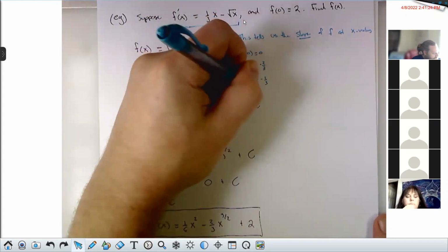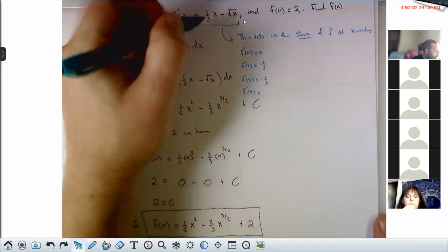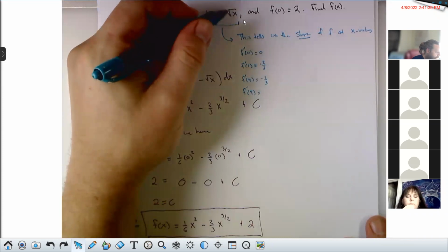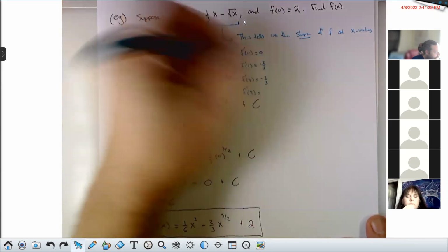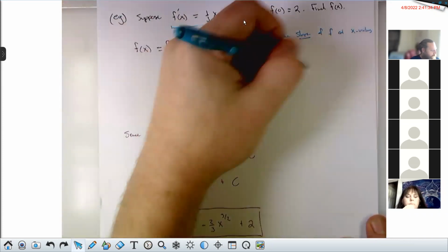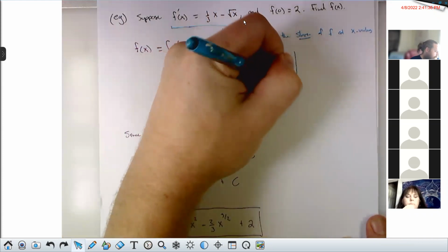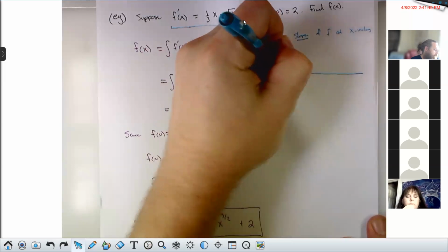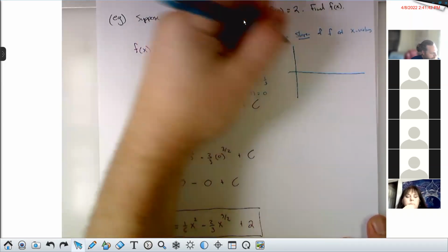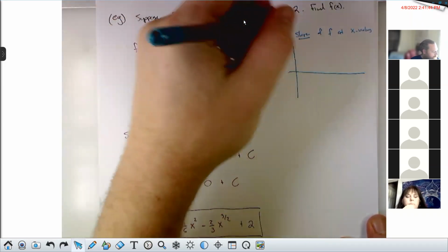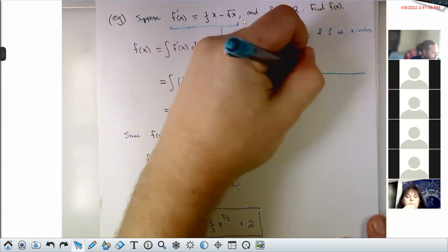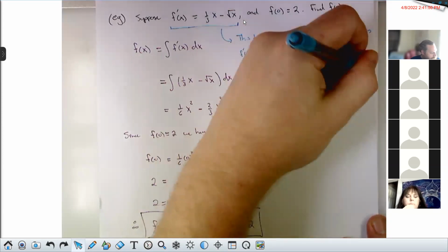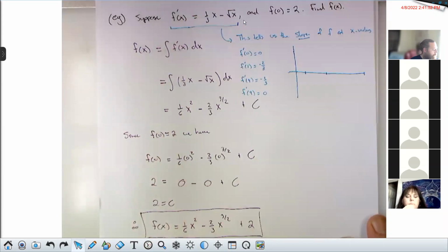F prime of 9, the next perfect square, would be 1/3 times 9, which is 3, minus the square root of 9, which is also 3, which is cute, that's 0. So what I can do with this is draw what's called a slope field. I'll mark here 0, 1, 4, and we'll pretend this is 9 over here.